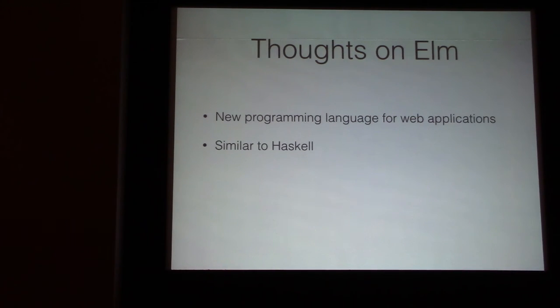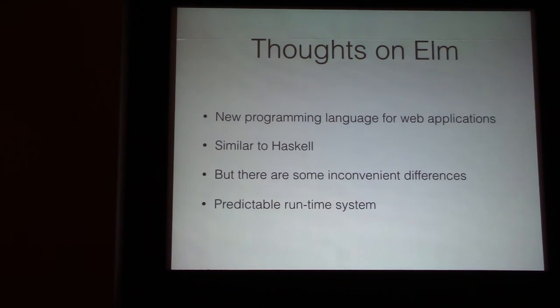The language is similar to Haskell, but there are some inconvenient differences, which are mostly just a lack of higher-order abstractions, and you don't have type classes. You can't do generic programming, which is something that we really missed. One extra point, as a good point, is that the language has a really predictable runtime system. So if you want to do some low-level optimizations, you can exploit the fact that you know how the data is going to be represented.